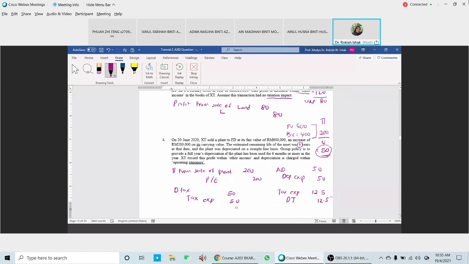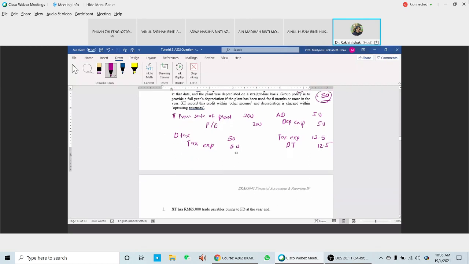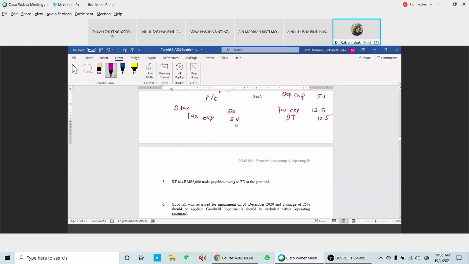Okay, item number 5 here. XT has 65,000 trade payables owing to FD at the year end. So for trade payables, you're going to debit trade payables and credit trade receivables. So it's 65. Just eliminate that one.